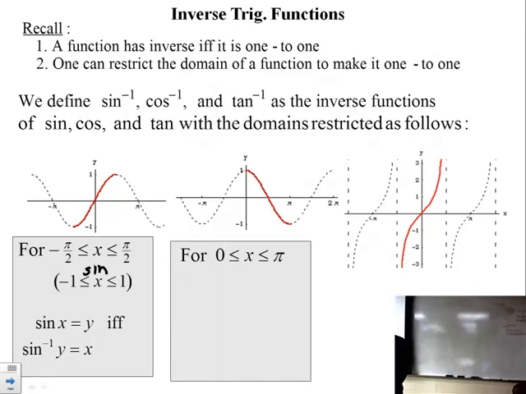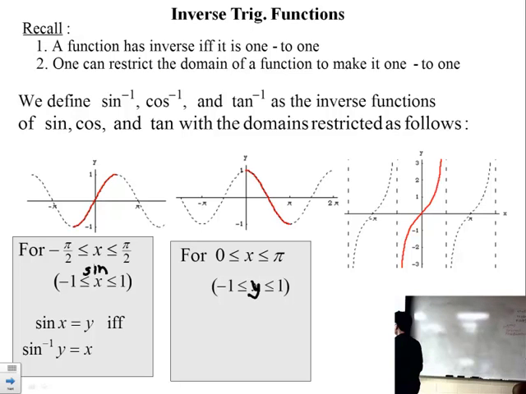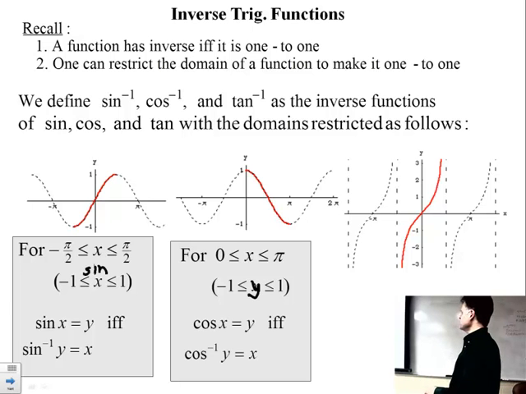For cosine, as x goes from 0 to pi, I guess that should probably be a y instead. So I'm going to change that to y. Y goes from -1 to 1. So cosine of x is equal to y if and only if cosine inverse of y is equal to x.